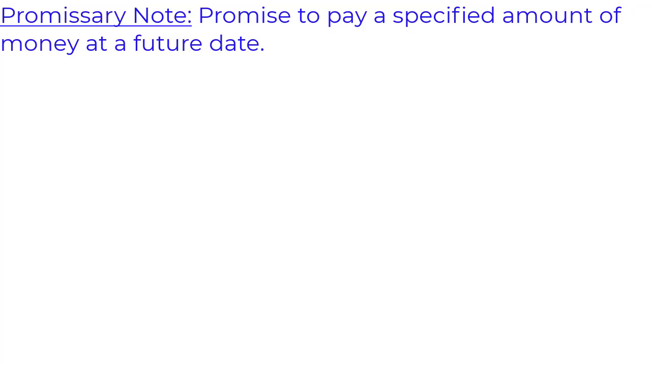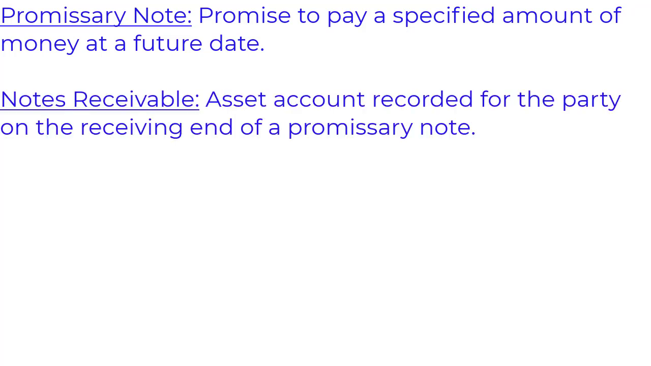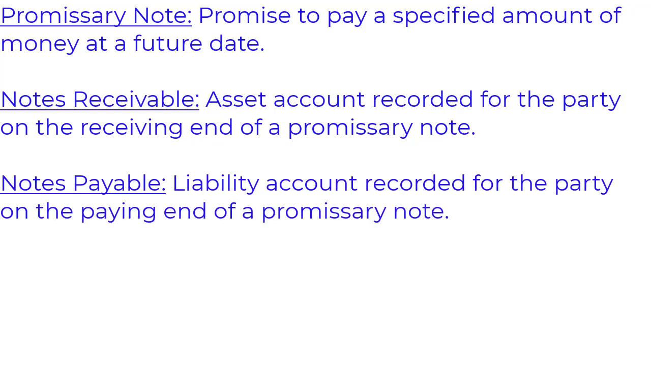The party on the receiving end of a promissory note is said to have a notes receivable, which is an asset account in some ways similar to accounts receivable. The party on the paying end of a promissory note is said to have a notes payable, which is a liability account in some ways similar to accounts payable.